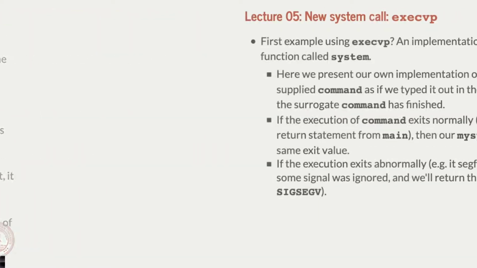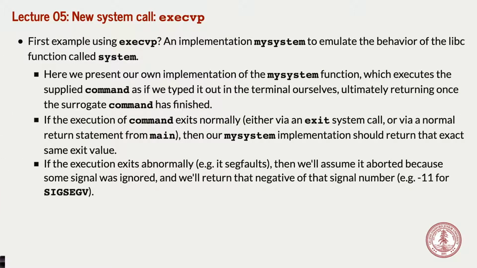Okay, all right. So let's do a few examples. Let's do our first example. Let's actually emulate a little baby shell. Sounds like fun, okay? What we're going to do is write two functions. We're going to write a function called mySystem, and then we're going to write a main that actually drives that. And it will use this execvp command, and we'll see how it works.